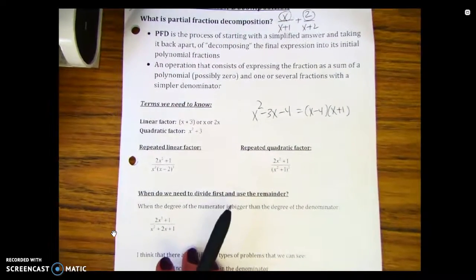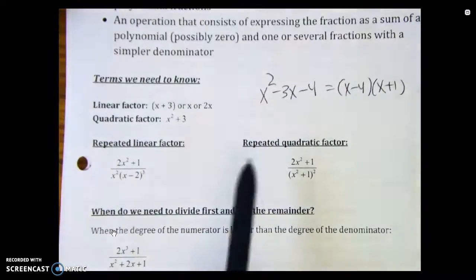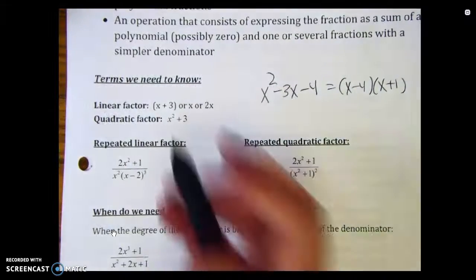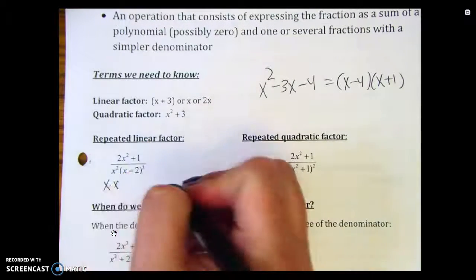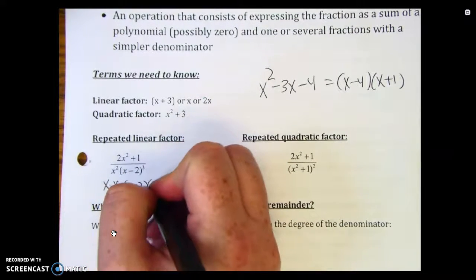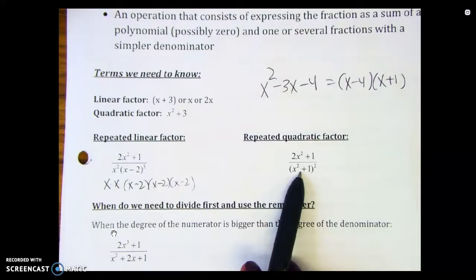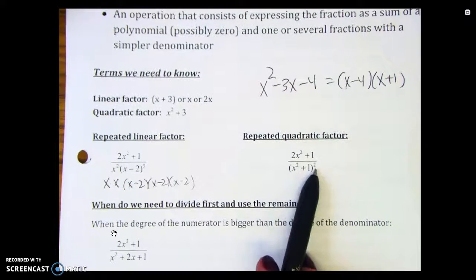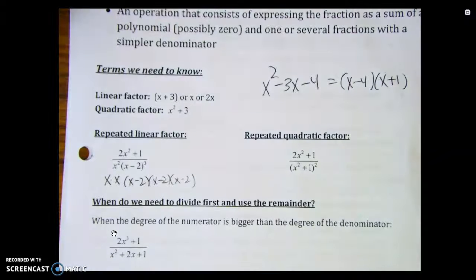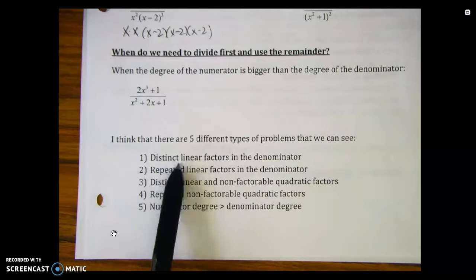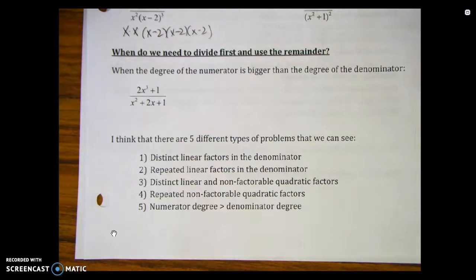Then we have repeated linear factors, which means I have x, and I have x minus 2, and x minus 2, and x minus 2. Same thing with a quadratic. Non-factorable, repeating. So just a couple of things we need to talk about. I think there's 5 different partial fraction decompositions that we're going to do, and I'm going to make a video for each separate one.